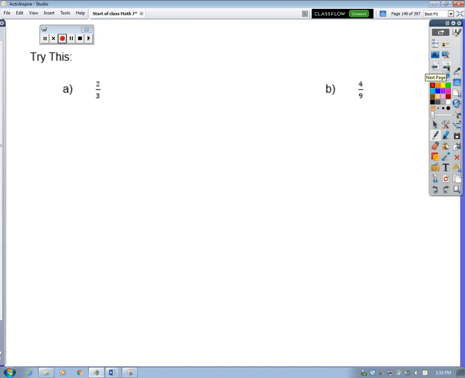Alright, I have a couple of fractions for you guys to try. Take a look at the try this problems, work those out, see how you do, and then check back in and let's check your answers.